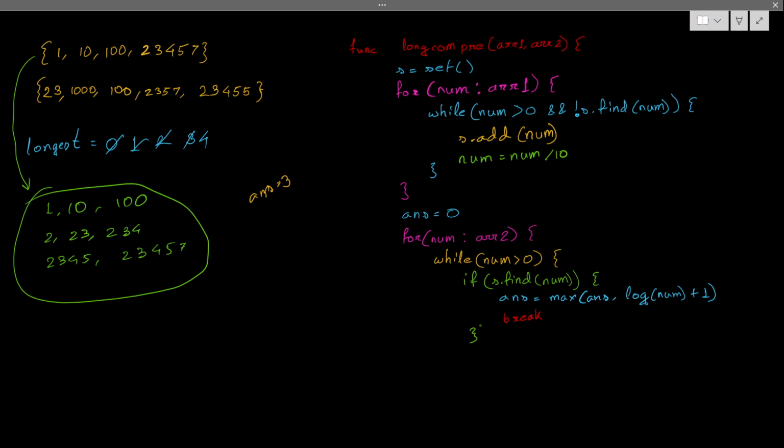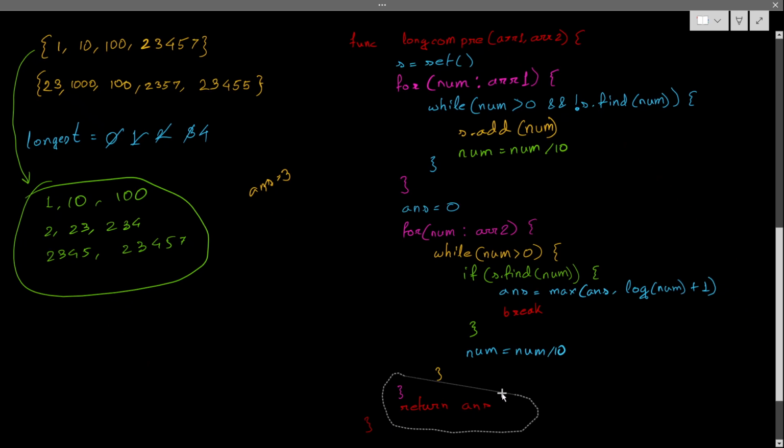Another thing I have to do: if this number is not present, if it is false, then we reduce the number. So num becomes num divided by 10. Simple case. While loop also ends and for loop also ends. And at the end we return answer. It is my answer. This is how simple this function is. This is the simple case. Now could we slightly optimize this thing?